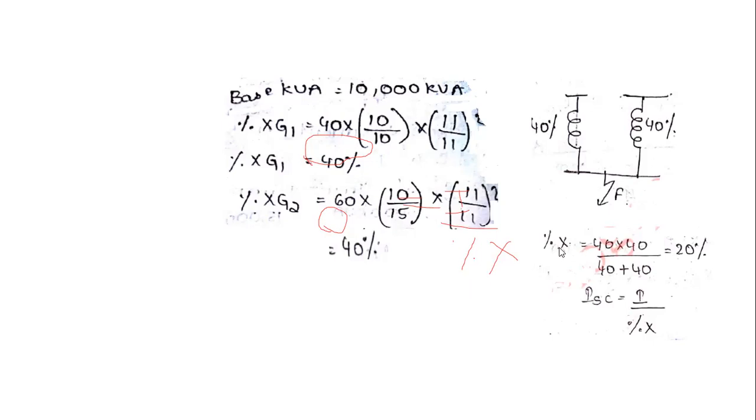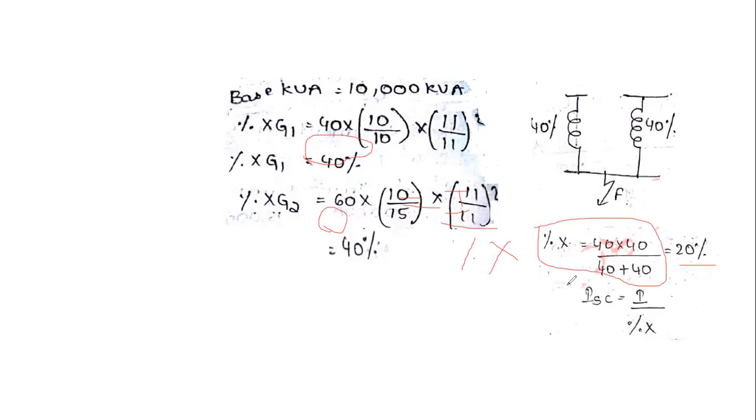Then we determine the percentage reactance X. Therefore, percentage X is equal to 40 into 40 by 40 plus 40, that is equal to 20%.